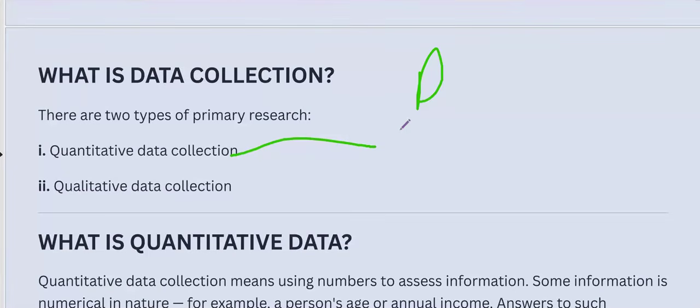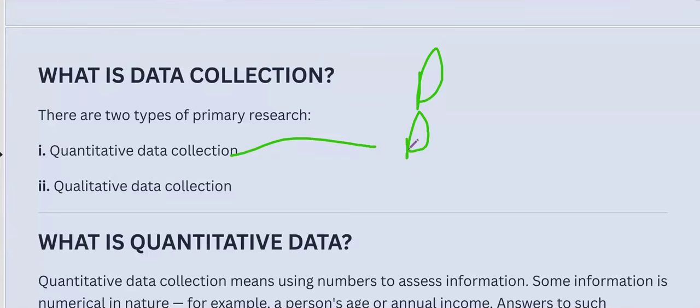Qualitative means I am trying to understand your emotions. I am trying to understand your inner thinking, your suffering. So if I am going to a Dalit house and I'm trying to understand the pain they suffer, that will be qualitative data collection. Quantitative will be if I'm just going and enumerating, okay, in how many Dalit houses there are fans, there are basic amenities. That will be just quantitative data collection. I'm just collecting something which I can observe, empirically quantify.